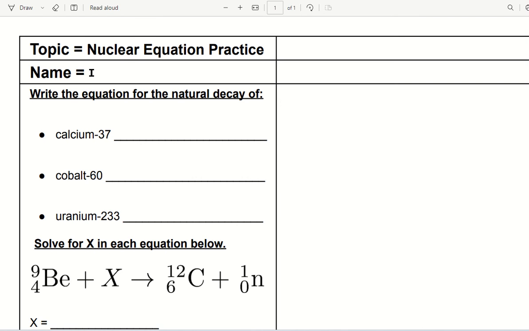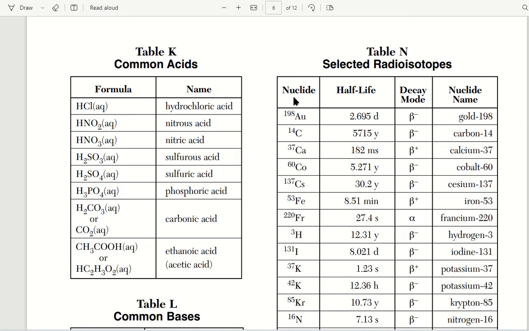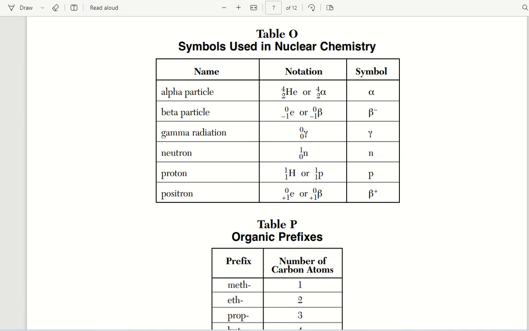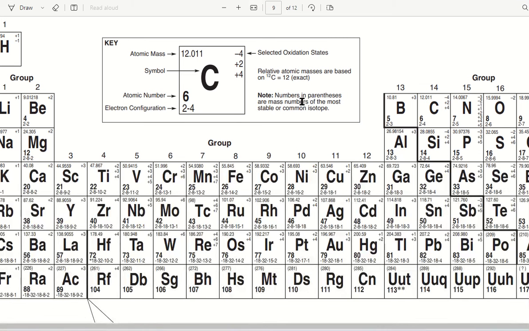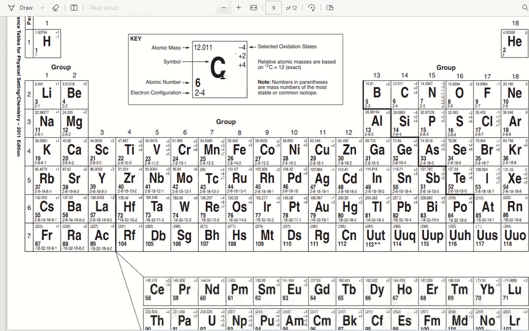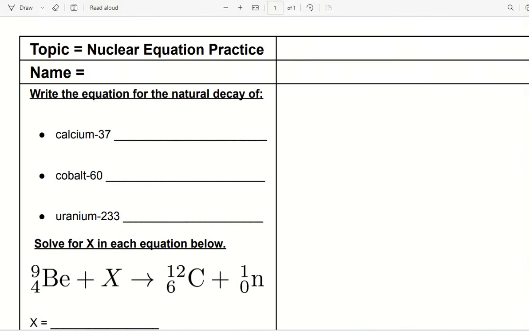All right, I'm going to help you with the nuclear equations if you are still struggling, okay? We definitely need some reference tables for this. So we're going to need table N, we're going to need table O, and we're going to need the periodic table, okay? So make sure that you have your reference tables handy so you are prepared, all right?